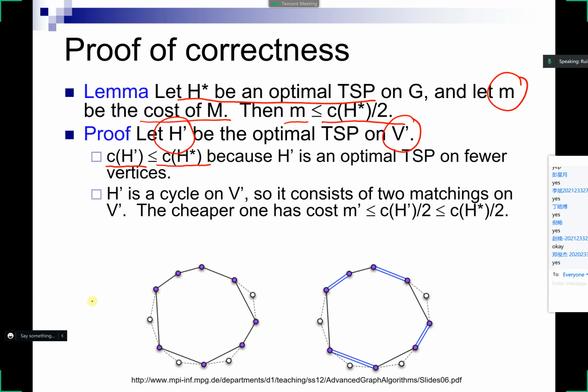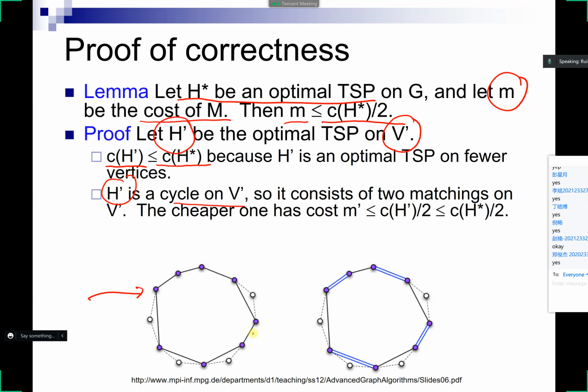Now in this picture over here, these purple nodes are supposed to represent V prime. So these are supposed to be the odd degree vertices. Now H prime here is going to be a cycle on V prime. H prime is a TSP, so by definition, it's a cycle. And also remember that V prime has an even number of nodes. And so that means that H prime consists of two matchings. The two matchings are the odd edges and the even edges.